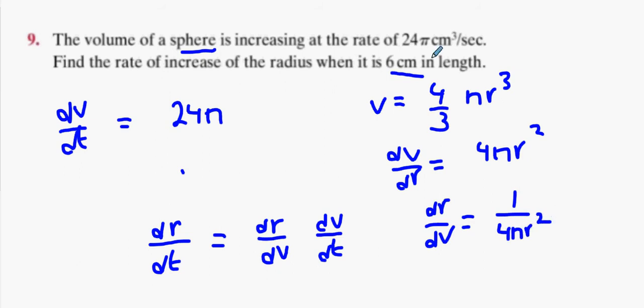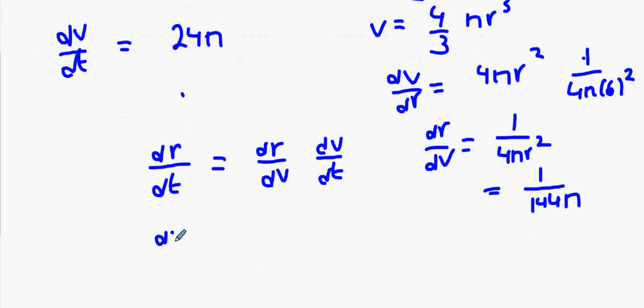What's the r value? 6. So what's 1 over 4 pi 6 squared? 36 times 4? 144 pi, is that right? Now I can fill out the dr/dt. The dr/dt is the dr/dV, which is 1 over 144 pi, times dV/dt. What's the dV/dt? 24 pi. What's 24 divided by 144? 1/6. Did anybody get 1/6?